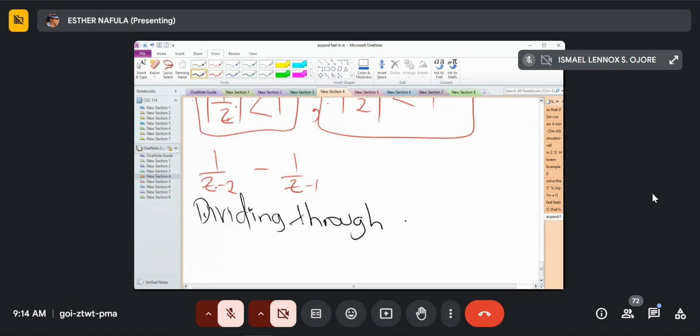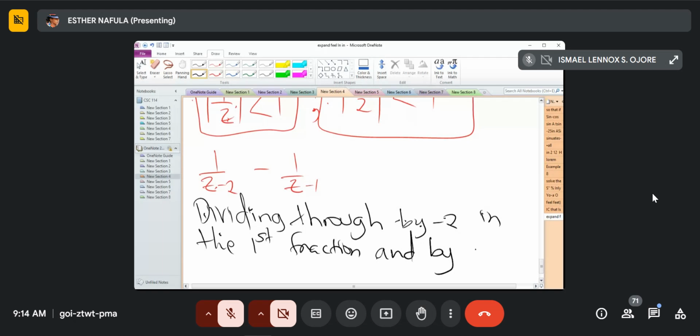We can divide by -2. Yeah, you divide through by -2. So dividing through by -2 in the first fraction, what do we do to the second fraction? How do we arrive at a 1 over z? By dividing through by z. If we divide through by z, we have 1 over z over 1 minus 1 over z. It's already in the right form.